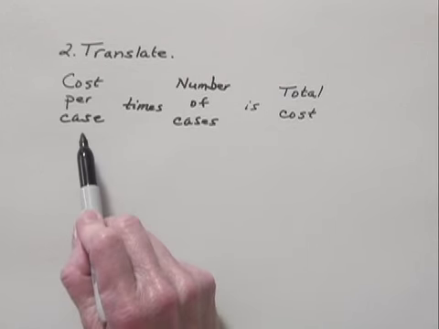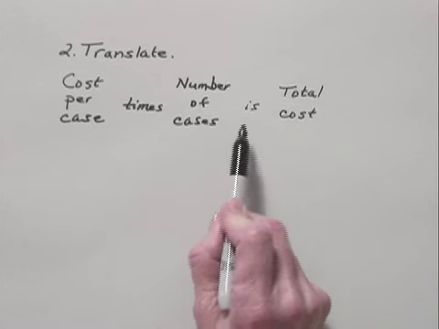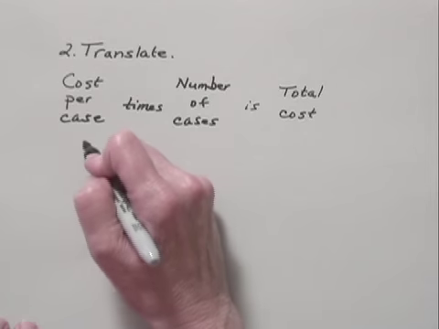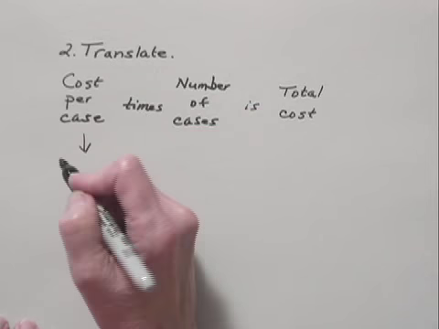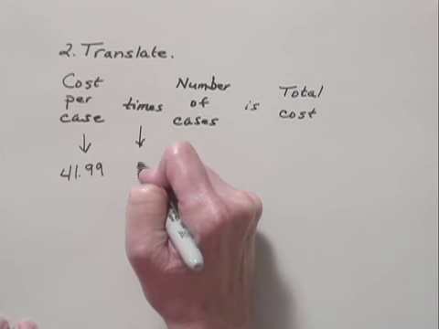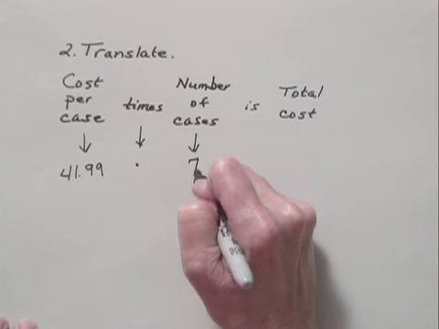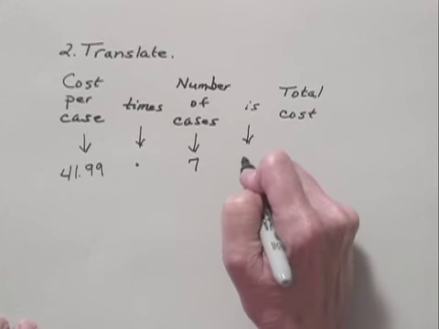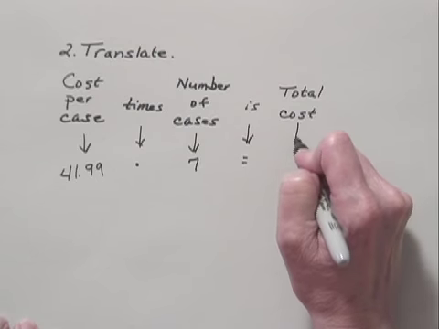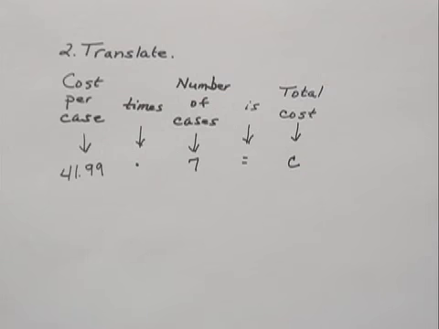We know that the cost per case, the cost of one case, times the number of cases that were purchased is going to be the total cost. We know the cost per case, it's $41.99, times, we're at the multiplication symbol. We also know how many cases were purchased. There were 7 cases. Is translates to the equal sign, and the total cost, we've assigned the variable C to the total cost. So we have the equation 41.99 times 7 equals C.